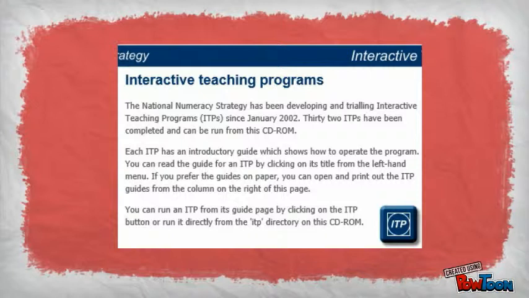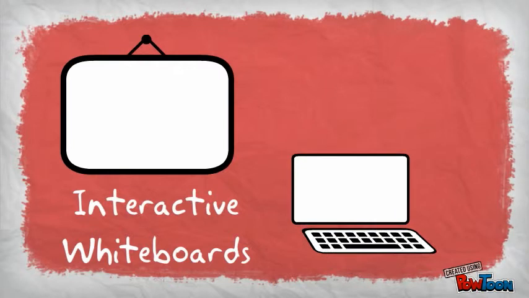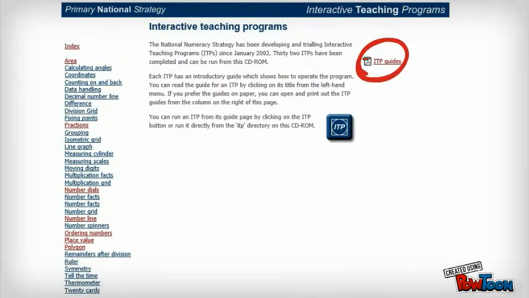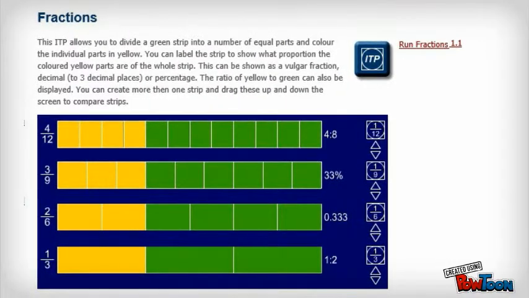The second resource to be discussed is the website Interactive Teaching Programs, known as ITP. ITP is maths programs which can be used on interactive whiteboards and computers. They provide an interactive, multi-sensory way of teaching key concepts in mathematics. This is the ITP website and includes a guide on how to use the programs, and down the left-hand side is all the different maths programs you can use. Today we are looking at the fractions ITP.